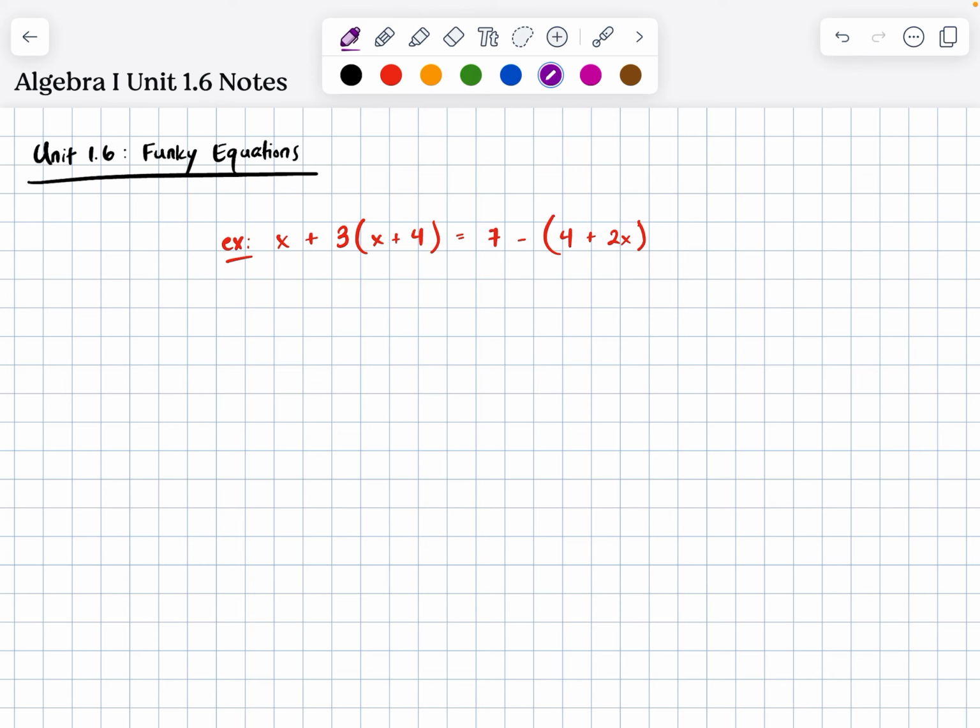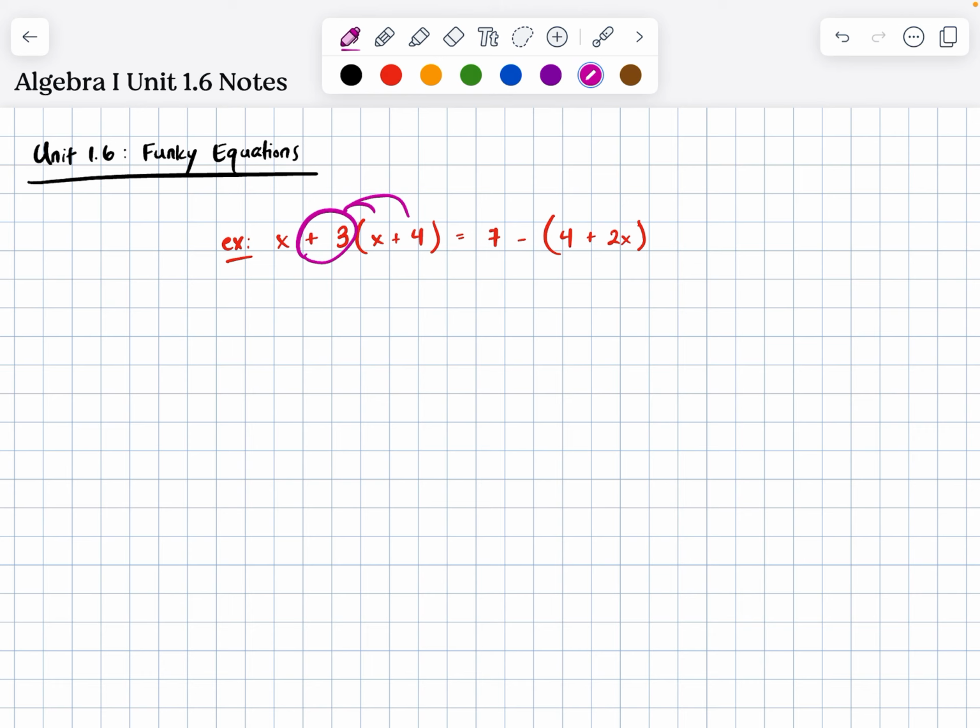Alrighty, so I've got x plus 3 parentheses x plus 4 equals 7 minus parentheses 4 plus 2x. That was a lot of parentheses. Well, maybe I want to get rid of some of them. A good opening move, let's simplify, right? So I want to put these x's together. I can't do that until those dirty, stinky, smelly parentheses go away. Well, one way that I can do that is to use the distributive property.